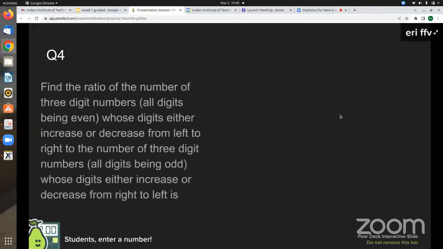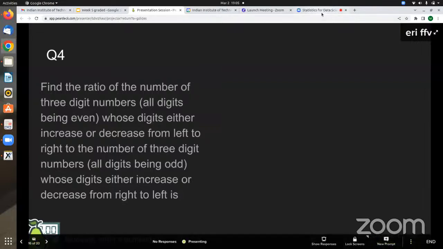Okay, so question number 4 is: find the ratio of the number of three-digit numbers, all digits being even, whose digits either increase or decrease from left to right, to the number of three-digit numbers. I think we have discussed it in the grade assignment. Just try to solve this question. Take a few minutes, maybe 5 minutes, and solve it.